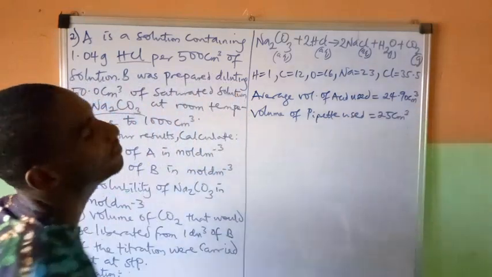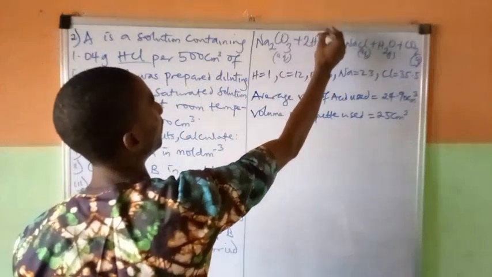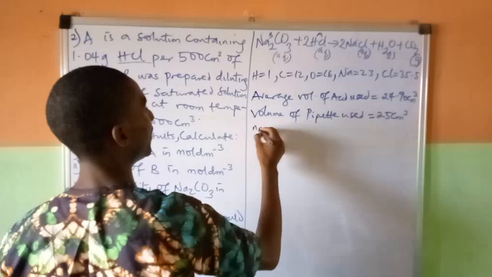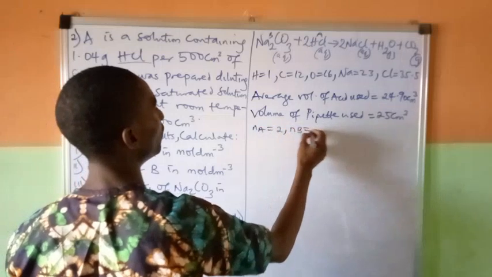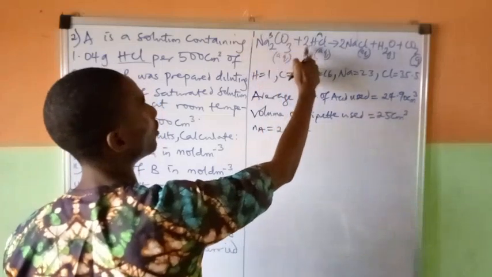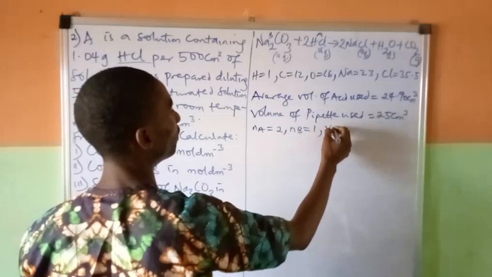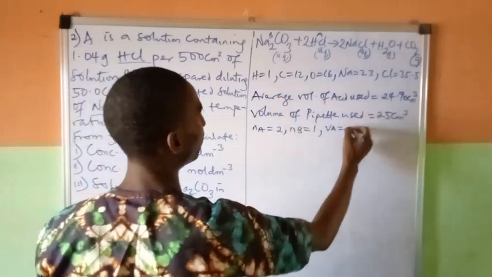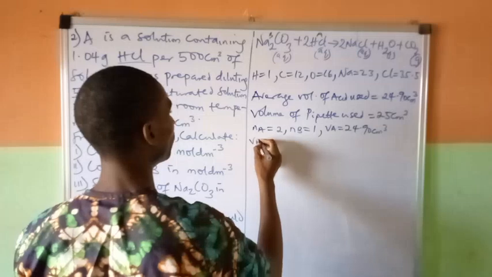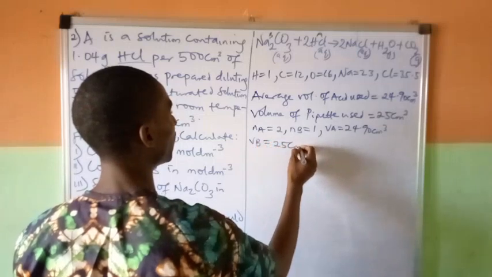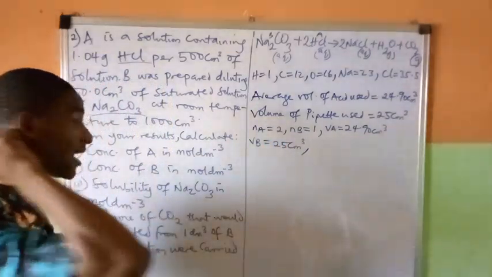With this, this is our acid, this is our base, this is our A, this is our B. So our Na is going to be 2, Nb is going to be 1, because 2 moles of HCl react with 1 mole of the base. Then the volume of A, that's our average titer value, is 24.90 cm3, and the volume of B is 25 cm3. You state the parameters correctly and you get marks for it.